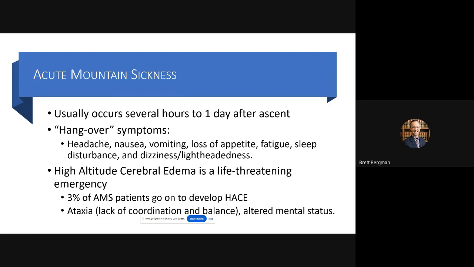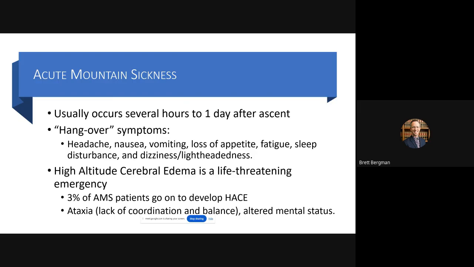And then in about 3% of patients that have acute mountain sickness, they will go on to develop high altitude cerebral edema. And this is a life-threatening emergency. This is most common over 9,600 feet. And you are going to start to see neurologic changes.